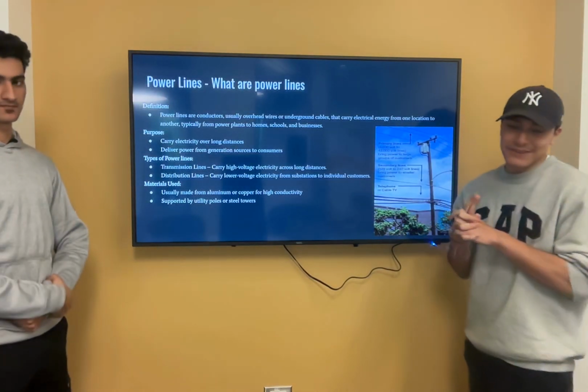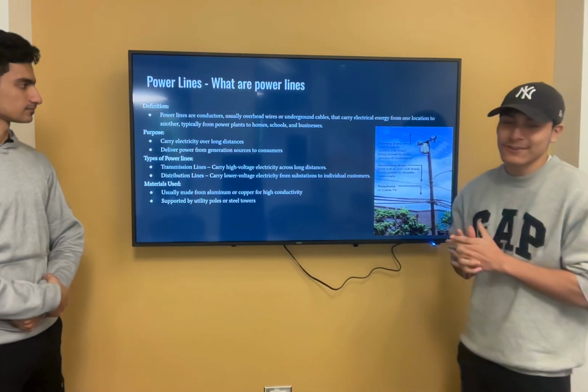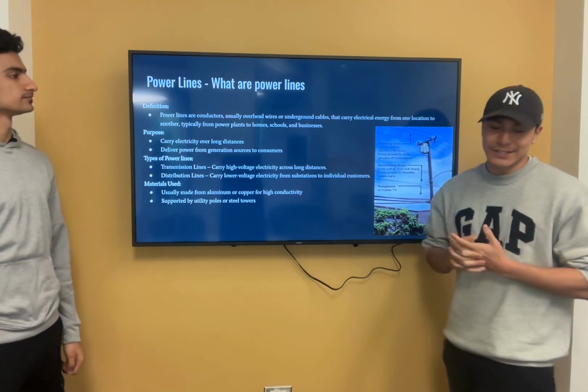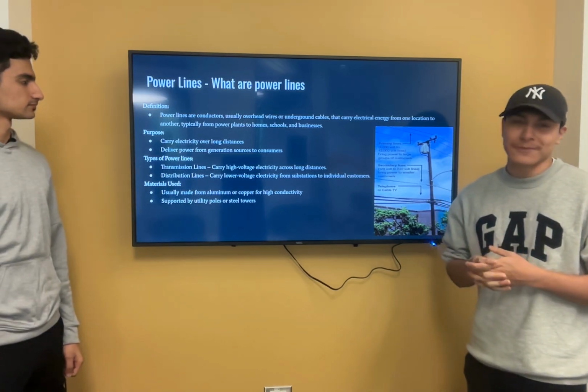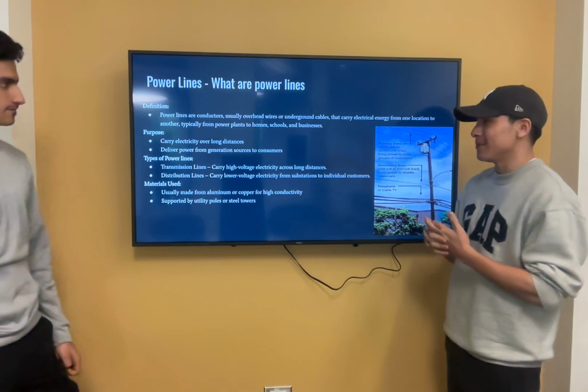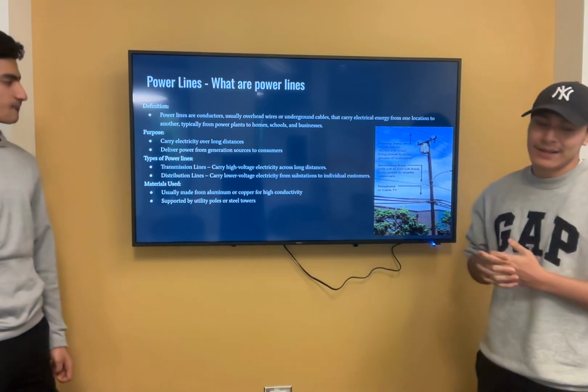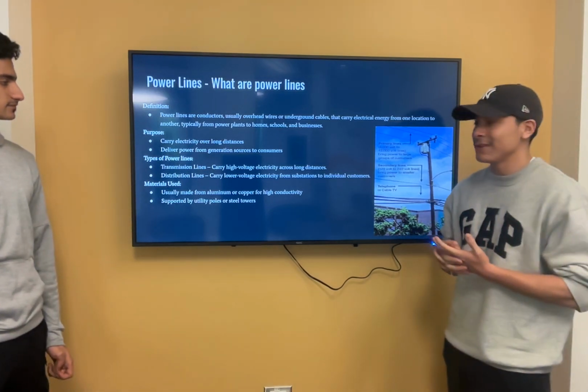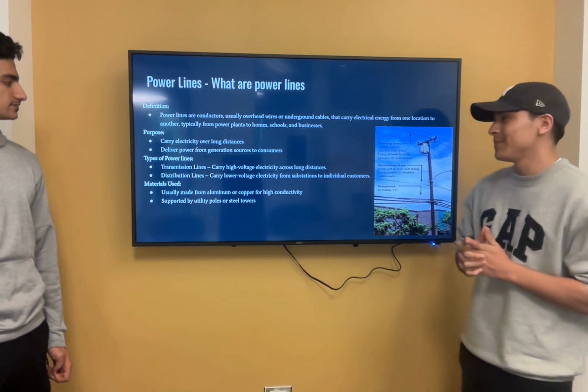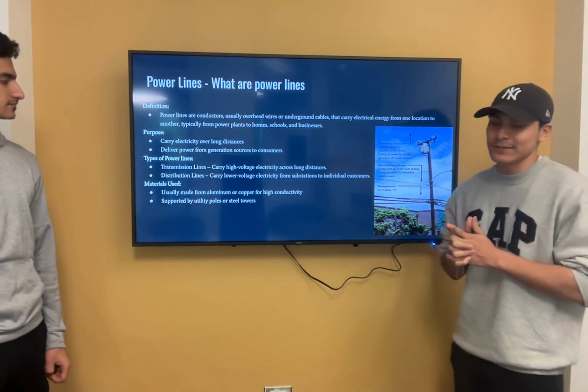So what are power lines? Power lines are conductors, usually overhead wires or underground cables, that carry electrical energy from one location to another, typically from power plants to homes, schools, and businesses. Their purpose is to carry electricity over long distances and to deliver power from generation sources to consumers.